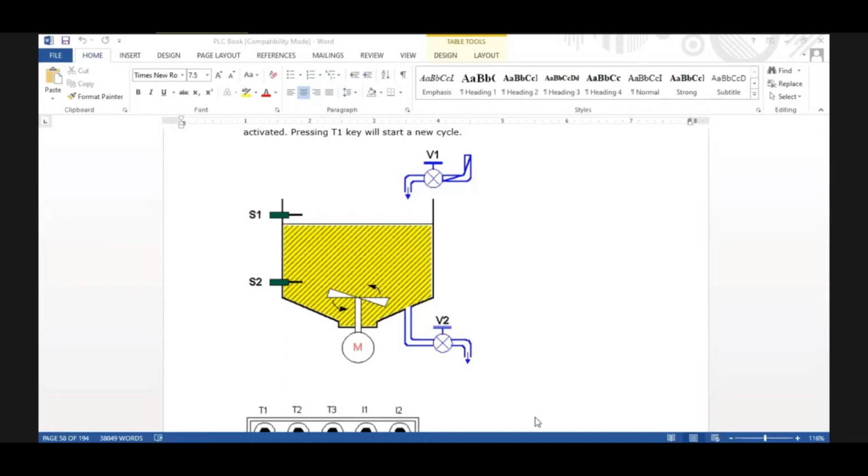The outputs I'm going to label as 010.00 and 010.01. So V1 is 010.00. V2 is 010.01. And M is going to be 010.02. So bear that in mind. And we say that we want the process to go 5 times. So basically we have a loop.